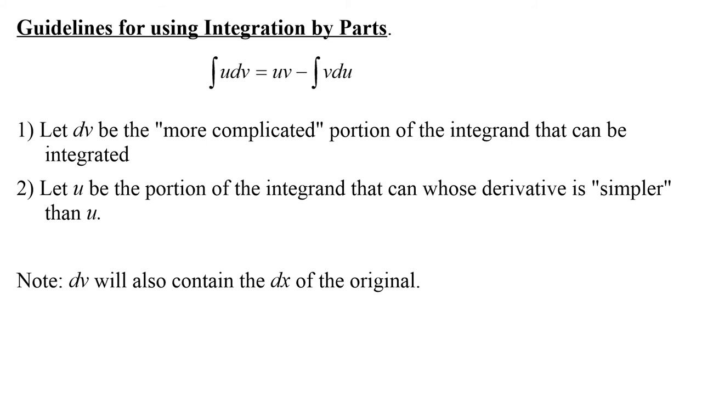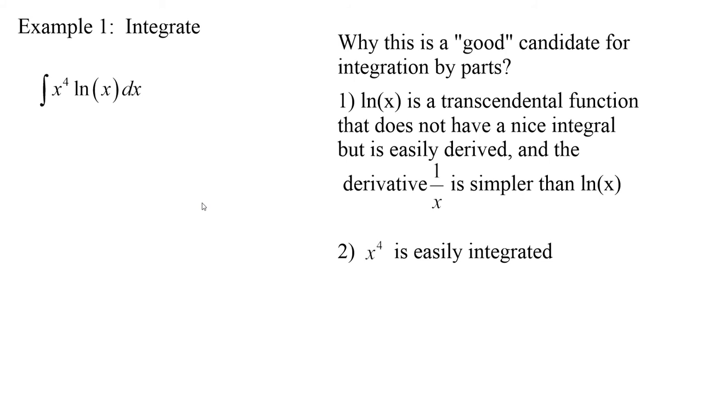Sometimes that doesn't happen, especially if you have a composition of two functions, where when you do the derivative, you get an additional term, and so you want to stay away from that. Also note that dv will also contain the dx from the original function. So let's take a look at a first example here.